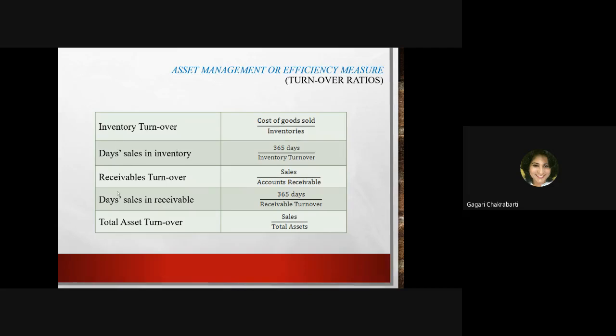So the first one and the third one will be related to two special types of assets, or two specific types of assets, whereas this total asset turnover ratio will be based on the entire amount of assets. So these are the five management or efficiency measures that we can consider when we are talking about the health of the firm.